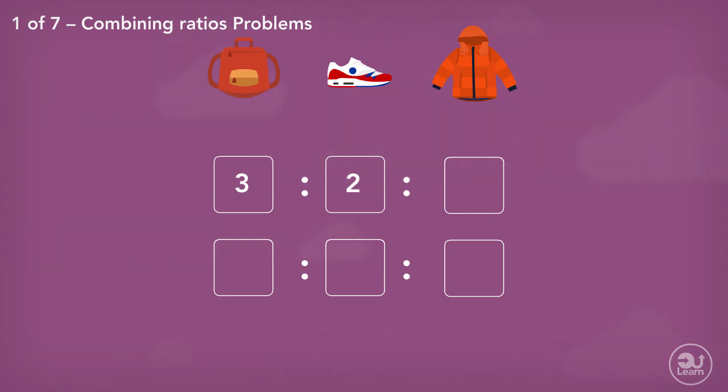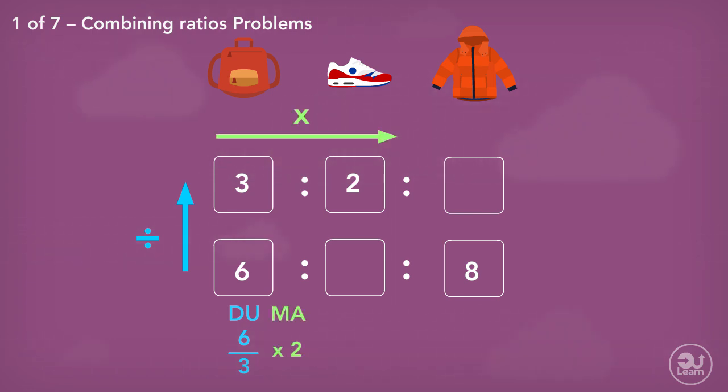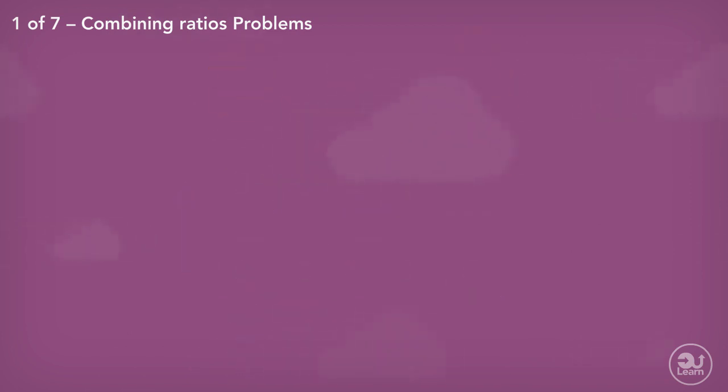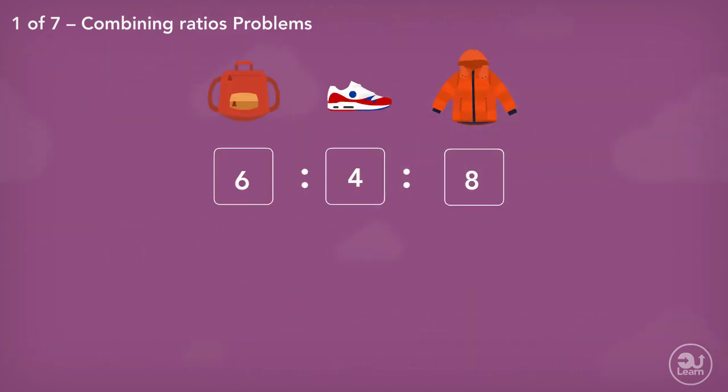We write the second ratio the same way with the values at the corresponding places in the ratio. All we do now is match up the two corresponding values that are known, and applying our technique DUMA, divide up and multiply across, we can find the question mark at the bottom. 6 divided by 3 equals 2. Then 2 multiplied by 2 equals 4. We now know the missing value, and we also have our complete ratio filled out.